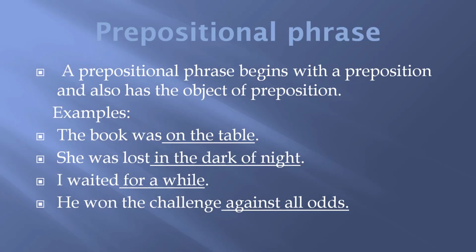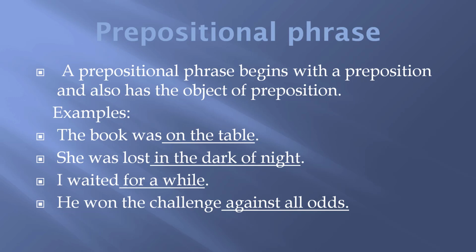The next one is prepositional phrase. A prepositional phrase begins with a preposition and also has the object of the preposition. So there are 2 simple things that a prepositional phrase must have: a preposition in the beginning and after that there must be an object. For example, the book was on the table. Here, on the table is a prepositional phrase and it starts with the preposition on.